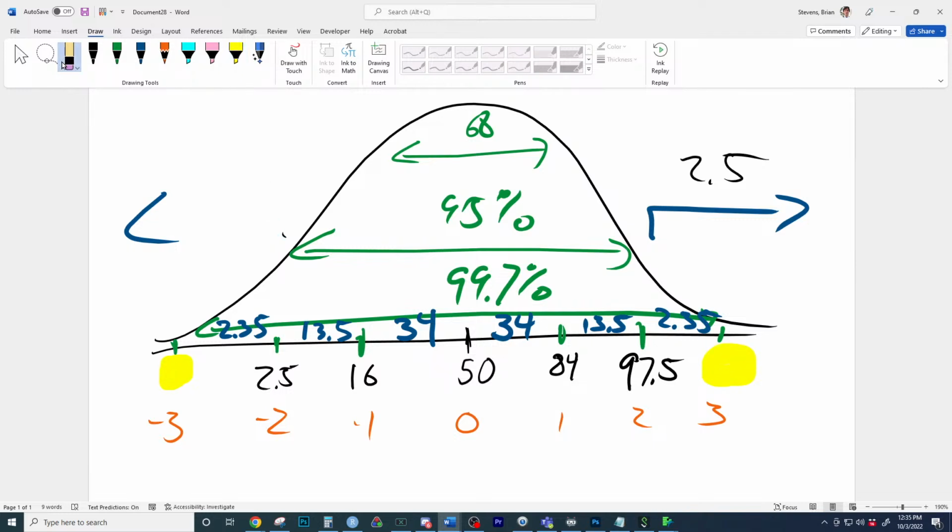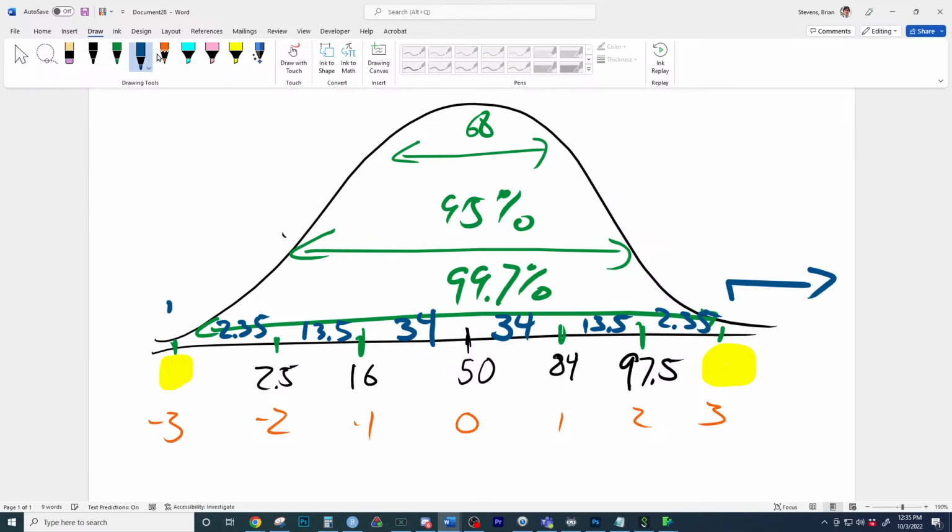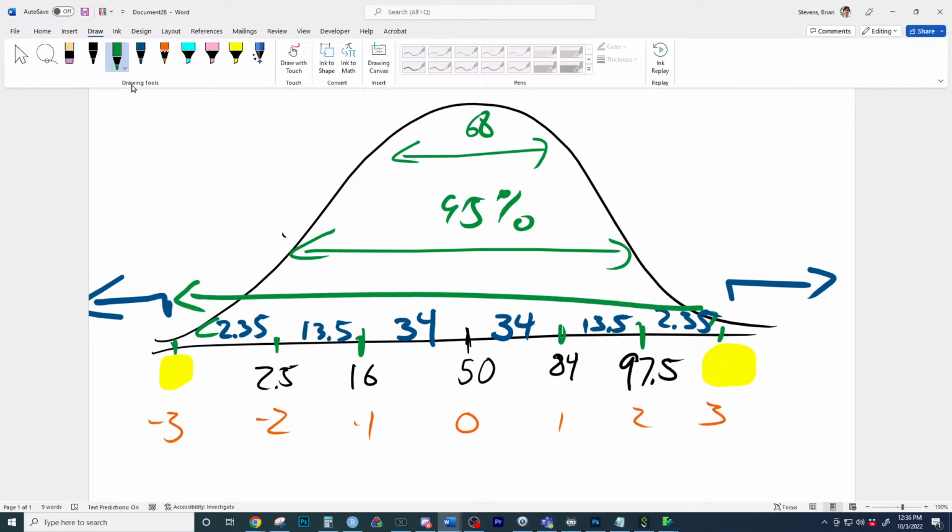Now, if 99.7% is between these numbers, what is outside total? If 99.7 is between, then what is outside total? It's 0.3, and 0.15 on either side, right? So you know it's nice and easy.